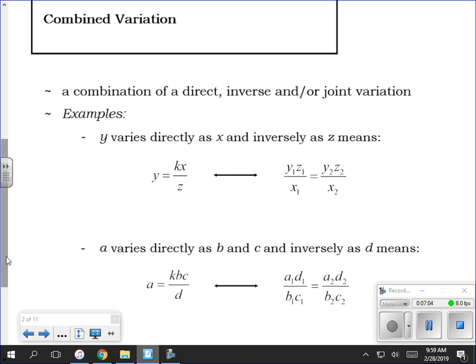With joint and combined variation, you've got several different variables in context that are working together. And as one changes, the other 2 change accordingly. Okay, but if it's proportionality, it does that.